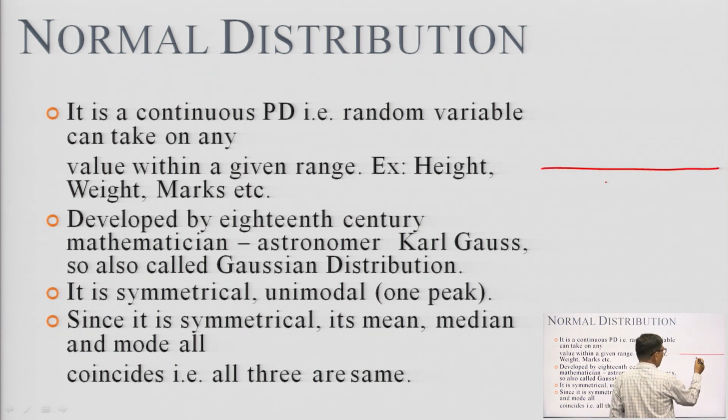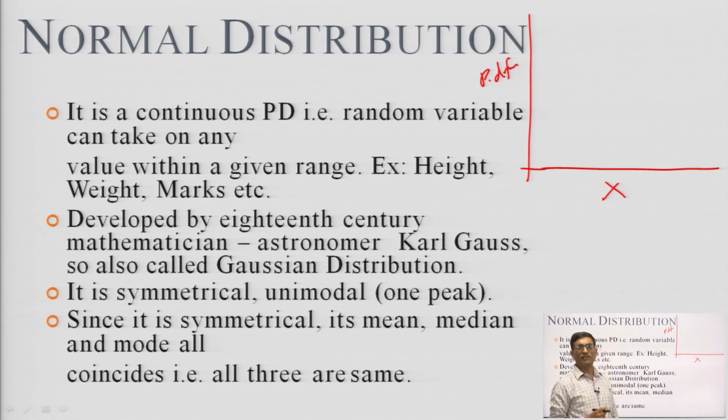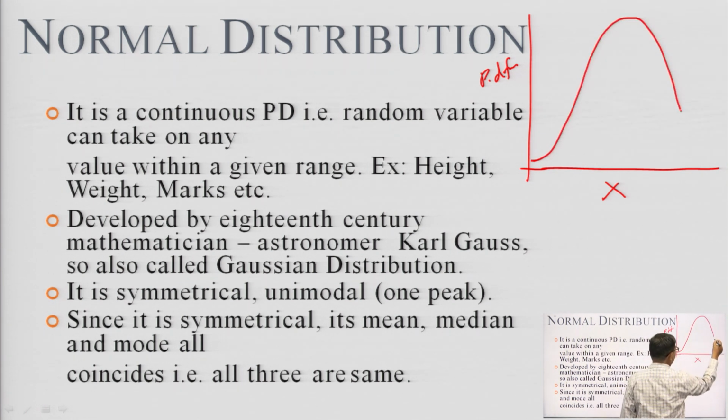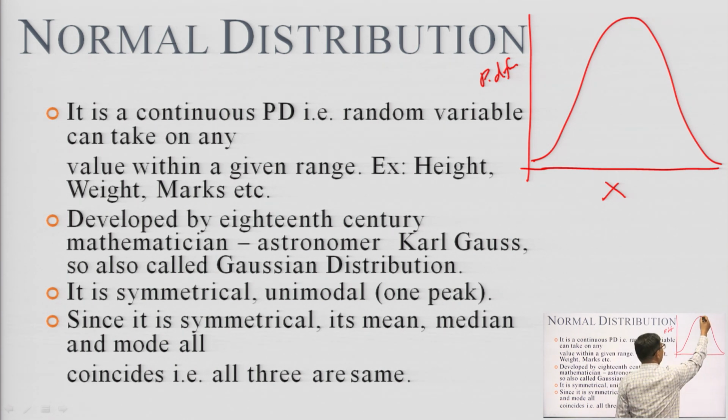Here, this is the random variable x, and on the y axis we take the probability density function, and on the x axis we take the random variable. And if we plot a graph for the normal distribution, it looks like this. That means it is bell shaped in nature. So for the normal probability distribution, if we plot the probability density function curve, we find a bell shaped curve, and there are some characteristics of this bell shaped curve.